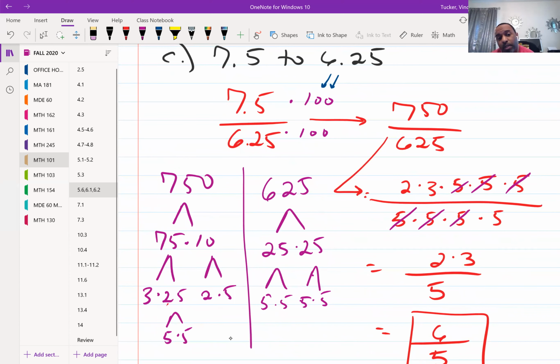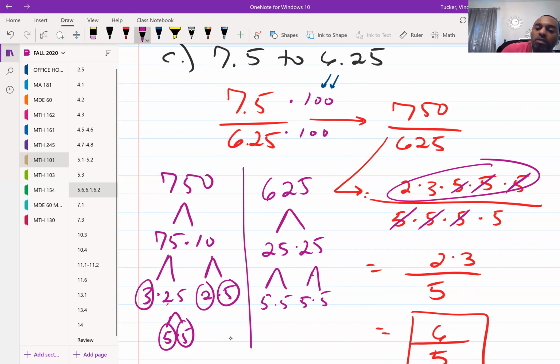750 times 750 is 75 times 10. Break that up into 3 times 25 for that 75, and then 25 is 5 times 5. So each one of these numbers is a prime number. Break down 10 into 2 times 5. So that's what this is right here.